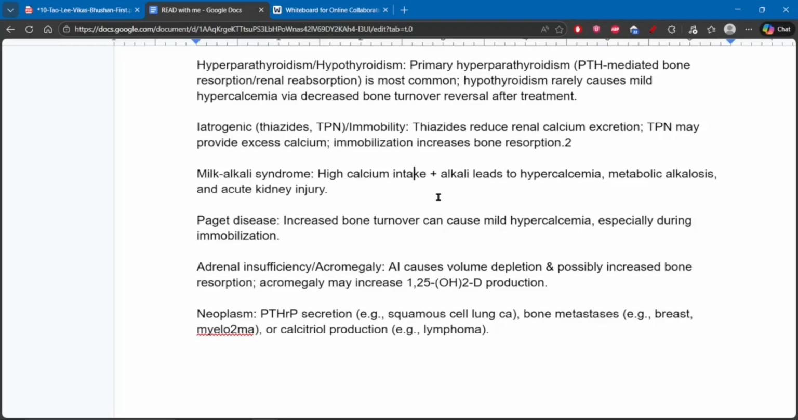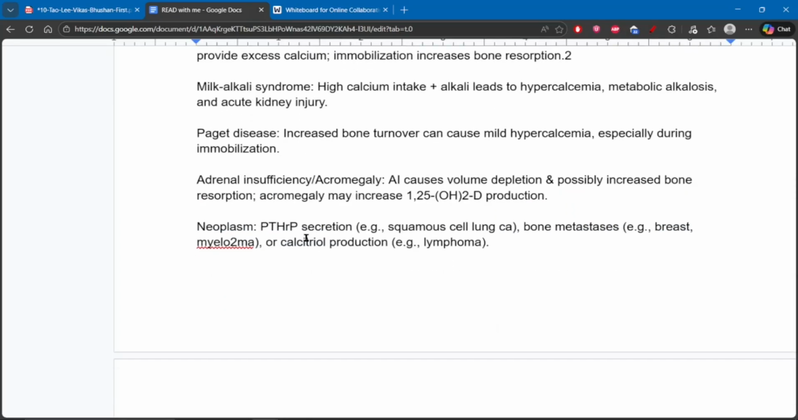So majorly the bones are getting broken down, and when the bones are getting broken down, calcium is being released into the blood, which causes hypercalcemia, of course, especially during immobilization as well. So Paget disease causes mild hypercalcemia. Just keep that in mind.